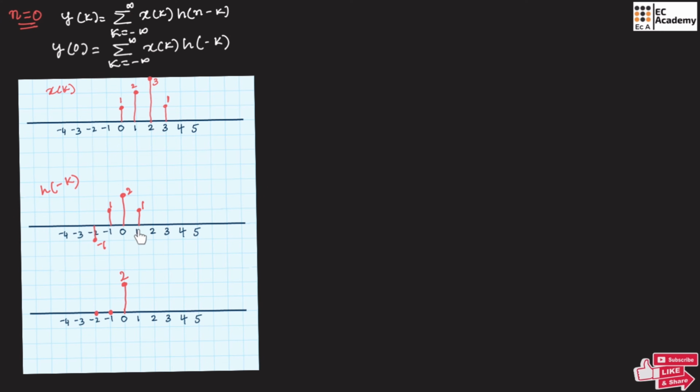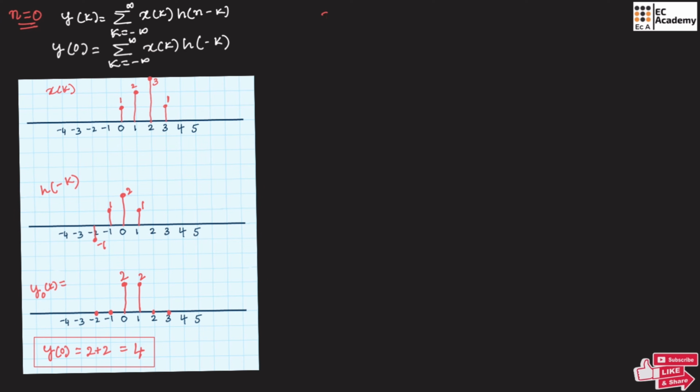At n is equal to 1, it is 1 multiplied with 2. So it will be 2. For other values, it will be 0 since it is multiplied with 0. So this is y naught of k, which is equal to 2 and 2. So we can find y of 0, which will be the summation of these two values. It will be equal to 2 plus 2, that is equal to 4. So y of 0 is 4.